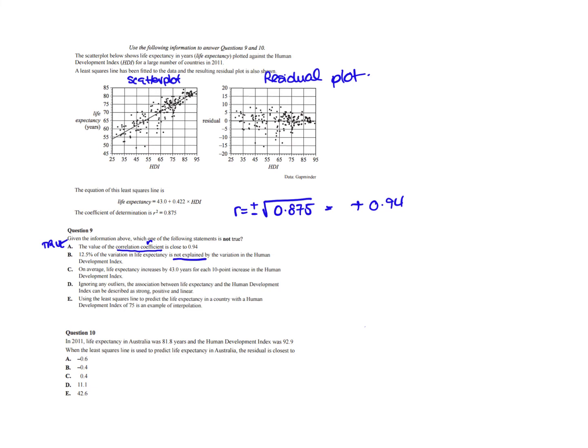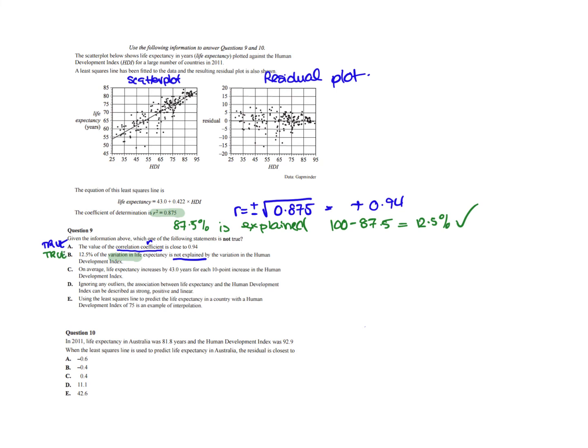It says 12.5% of the variation in life expectancy is not explained. So variation is what they talk about with R squared. If I look up here, R squared, remember we would say 87.5% is explained. So if you do 100 minus 87.5, do you get 12.5? You do, don't you? So 12.5 is not explained if 87.5 is. So this statement is true as well.